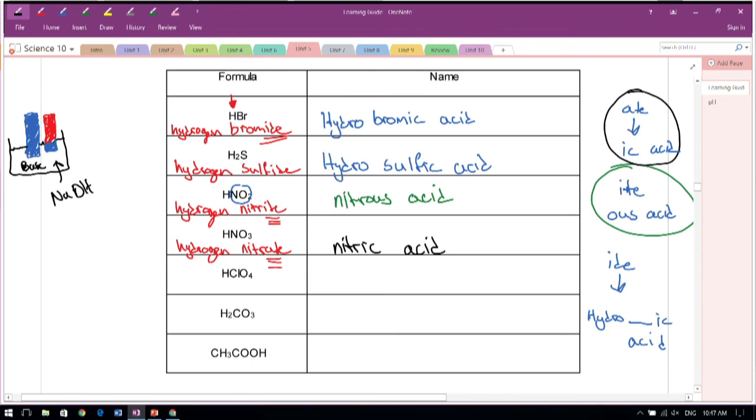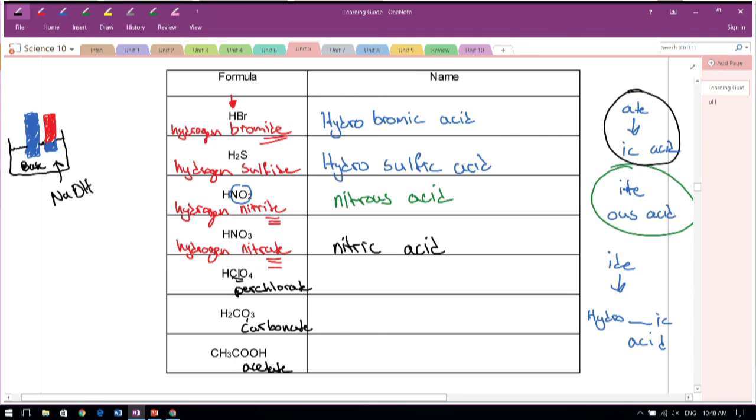I will help you guys do the last 3, but I want you guys to have a go at them. So I will name the group. So ClO4, I can find it on my polyatomic ion sheet. ClO4 is called perchlorate. CO3 is carbonate. And that last one is acetate.